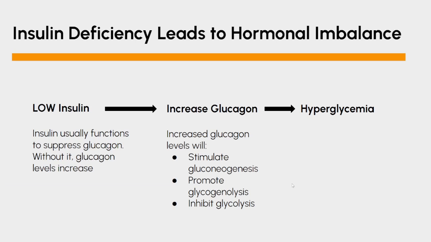A person with diabetes mellitus type 1 will have an insulin deficiency. Insulin usually suppresses the glucagon hormone, but at low levels of insulin, glucagon levels increase. This increase in glucagon will stimulate gluconeogenesis and promote glycogenolysis while also inhibiting glycolysis. This results in hyperglycemia, or high blood sugar levels.